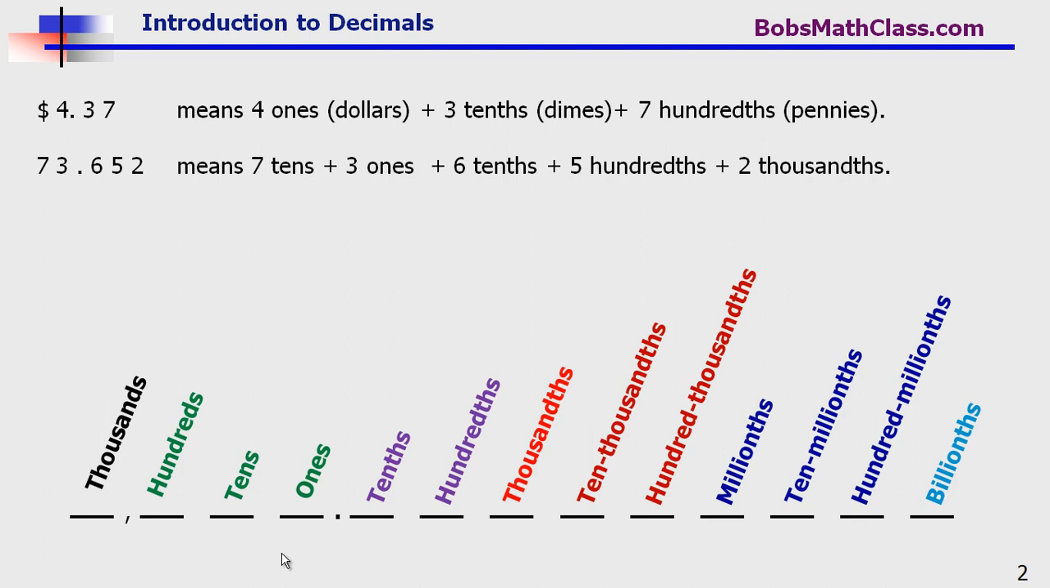Here's a number that doesn't have a dollar value in front of it. 73.652. The 7 is in the tens place, so 7 tens. The 3 is in the ones place. The 6 is in the tenths place. The 5 is in the hundredths place, and the 2 would be in the thousandths place.